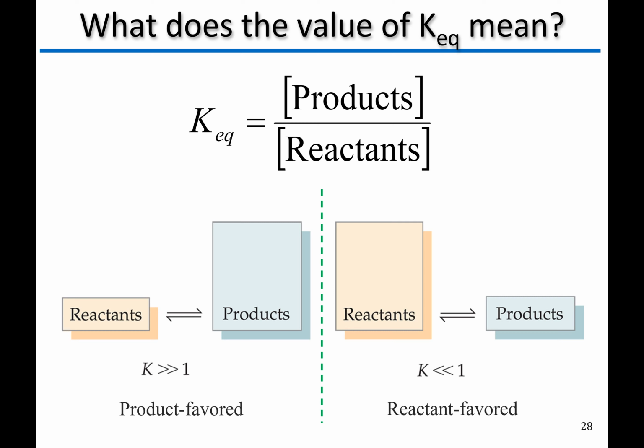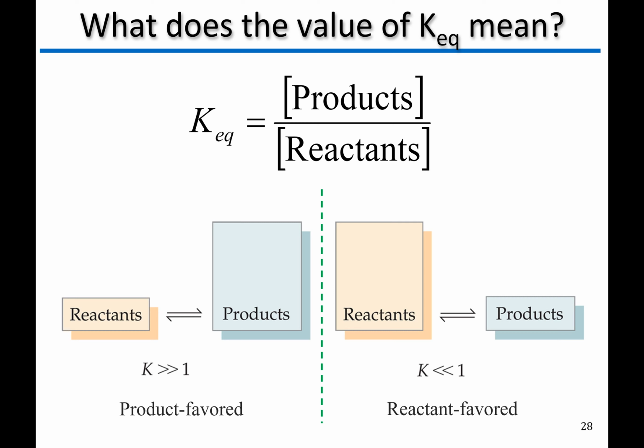So it tells us that we have more products than we do reactants. Even though we're still at equilibrium and we still have reactants and products being formed, the reaction will favor the product side. So the products will be greater in concentration than the reactants.